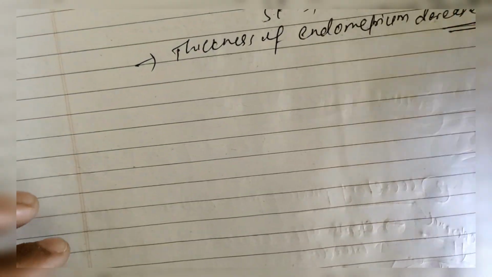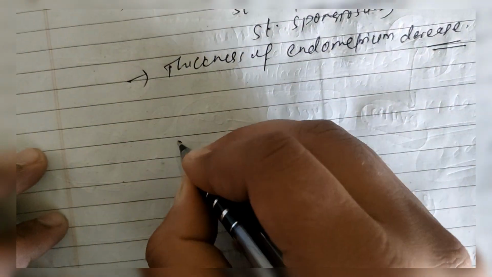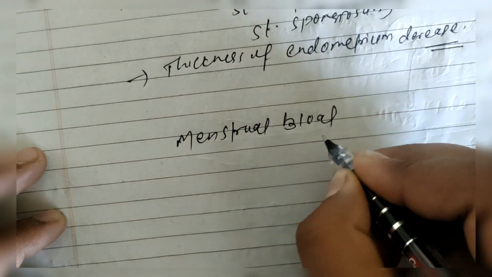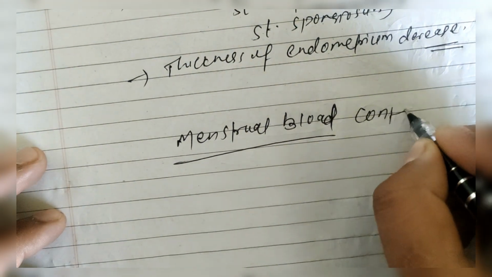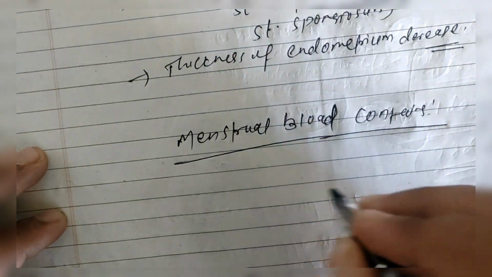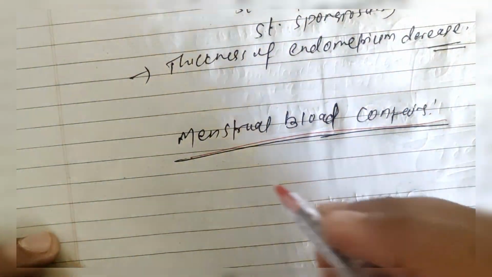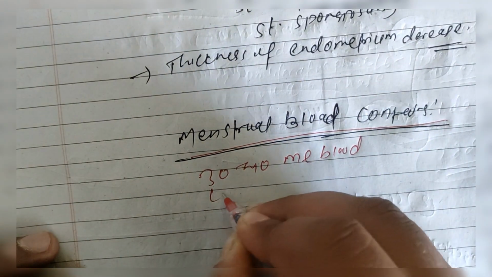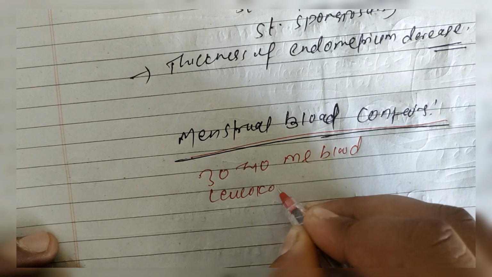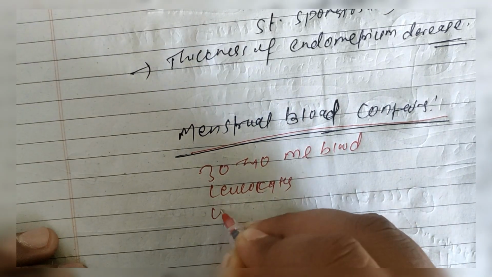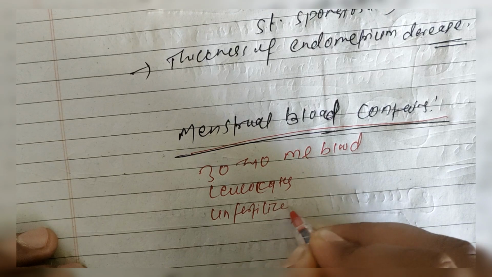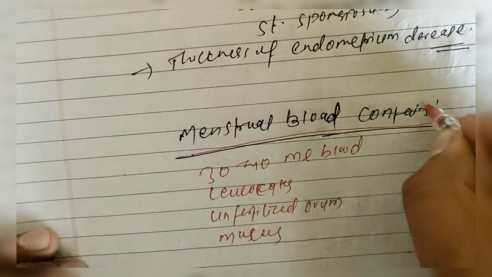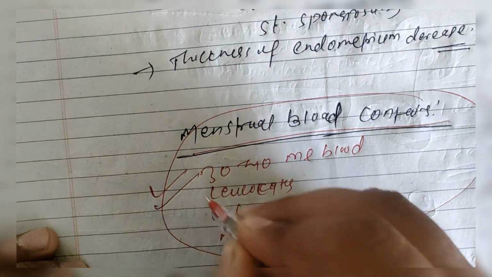Now let's know something about the menstrual blood. Menstrual blood contains about 30 to 40 ml of blood, and it also contains leukocytes, that is WBC, unfertilized ovum, and then mucus. These all are found in the menstrual blood.